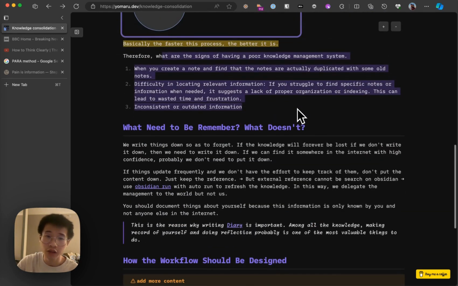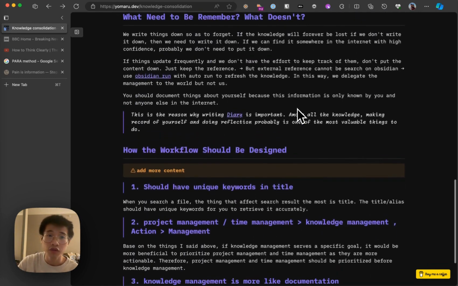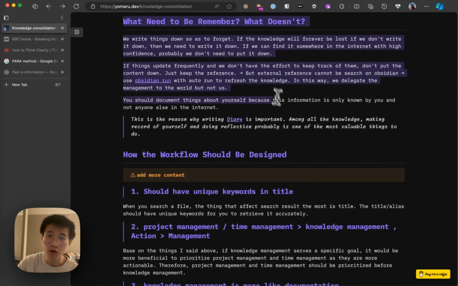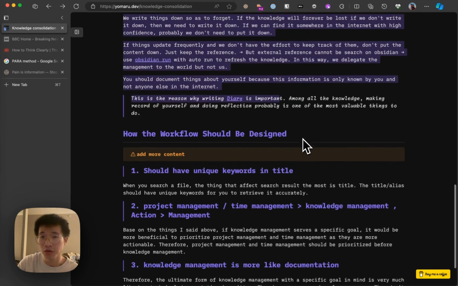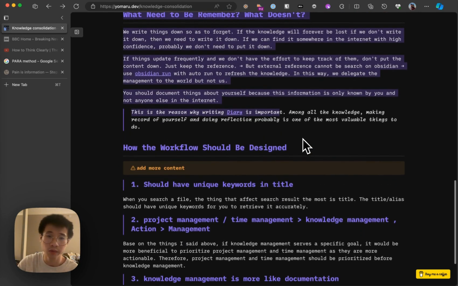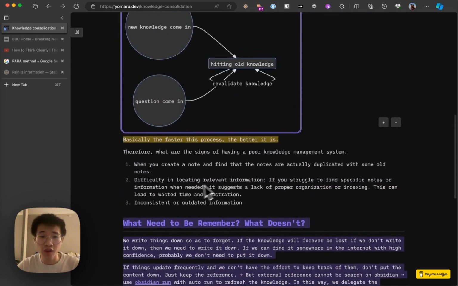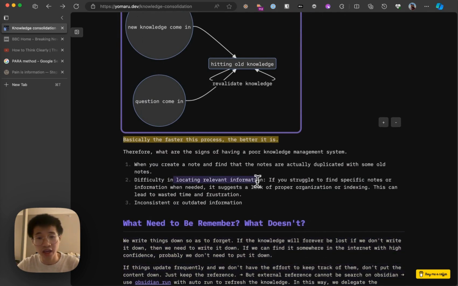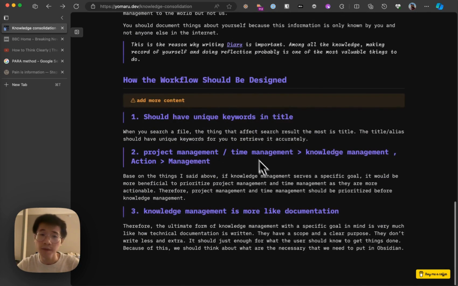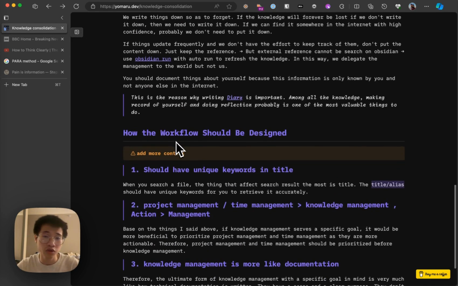I will not go through all of them here, but in this note I will also talk about what needs to be remembered in your notes, in your vault, and what doesn't need to be remembered. It's just my thought and how my workflow is designed. For example, since I know that I want to locate relevant information quickly, I told myself I need to have unique keywords in the title, and the keywords and aliases have the same importance because both of them can help me search more easily.